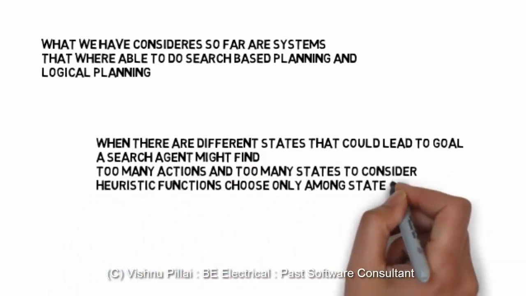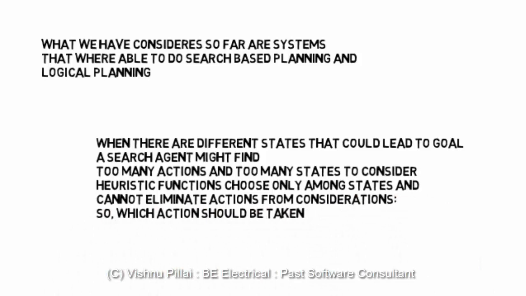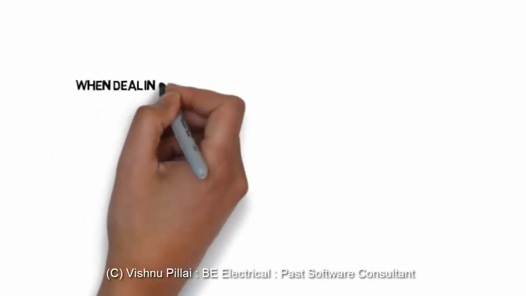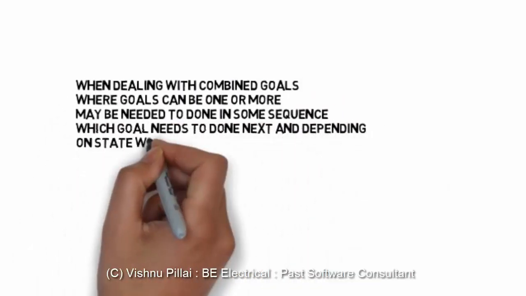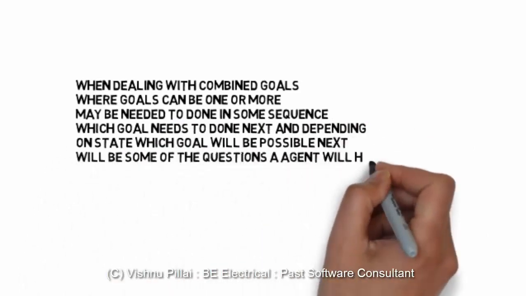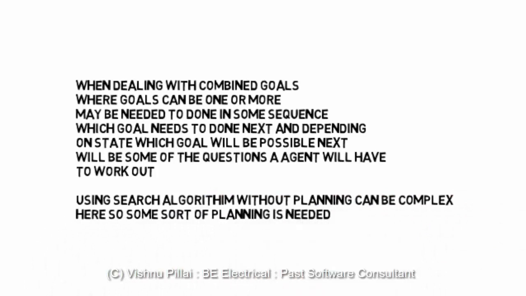When there are different states that could lead to a goal, a search agent might find too many actions and too many states to consider. Heuristic functions choose only among the states and cannot eliminate actions from consideration, that is, which action could be taken. So to deal with such situations, it is very essential, if you are designing a robot which could do 10 functions, 100 functions or 1000 functions, that the agent should be able to plan when it is given 5 different functions which are interrelated, and the agent can be at only one state at a time. It cannot be at 2 places at one time.